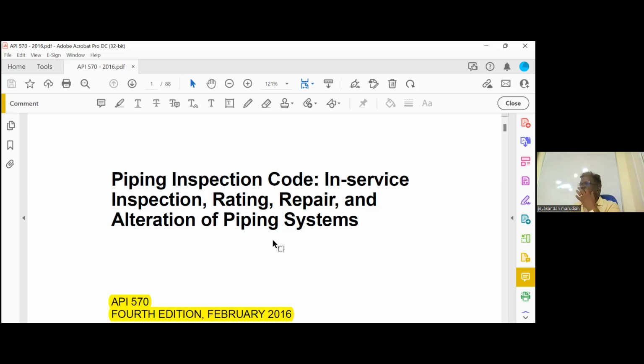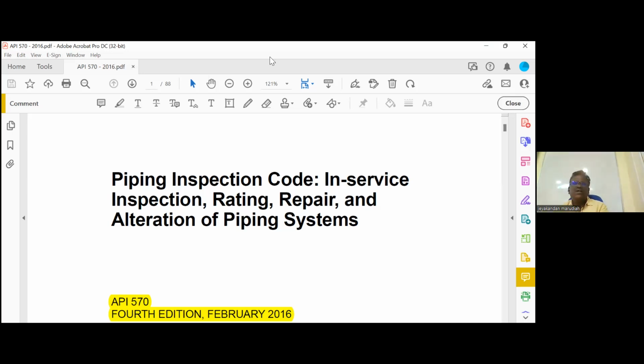Alteration means any design affected because of this repair, then it is alteration. A simple example, if you are cutting a 6-inch pipe and replacing it with an 8-inch or 4-inch diameter pipe, then it becomes an alteration. When the pipe diameter changes, it becomes an alteration. Design changes, it will become an alteration. You understand this? Now, how does 570 work?